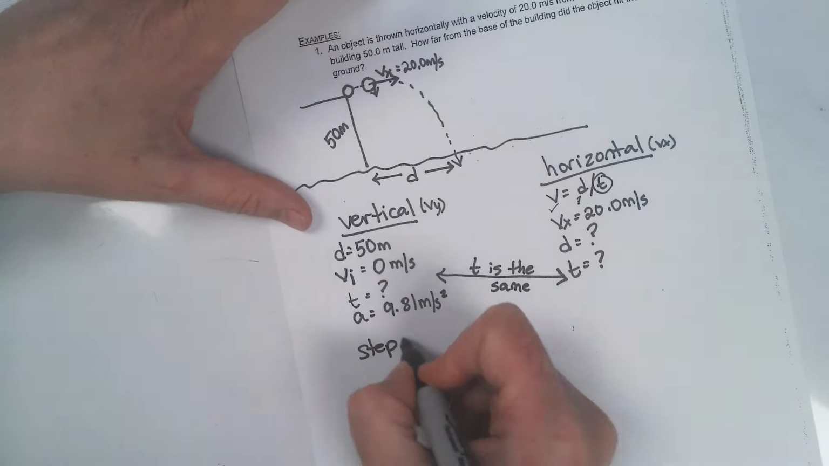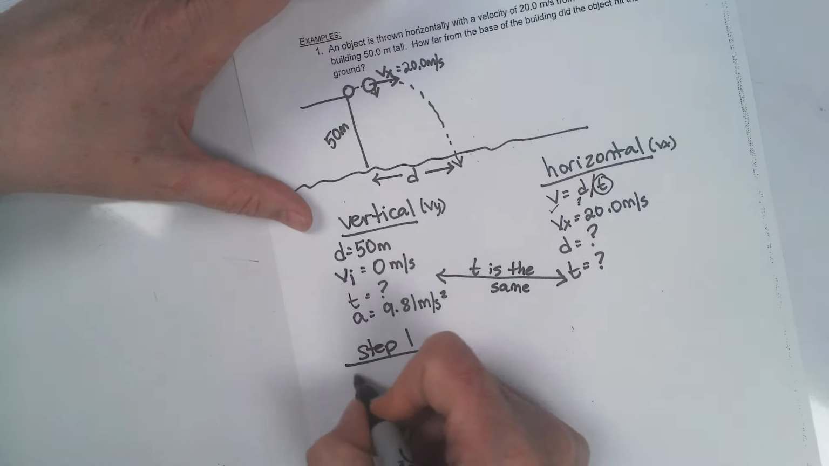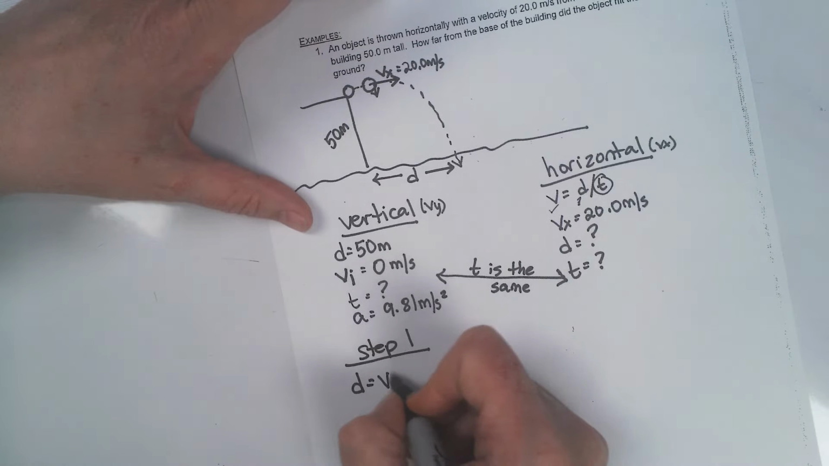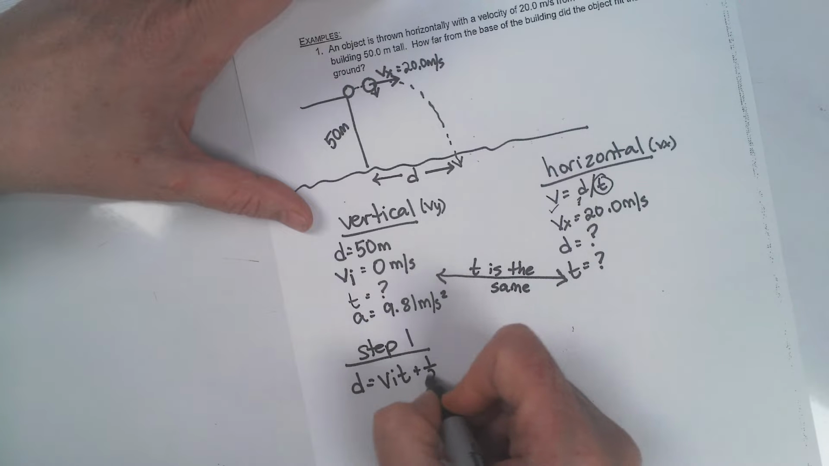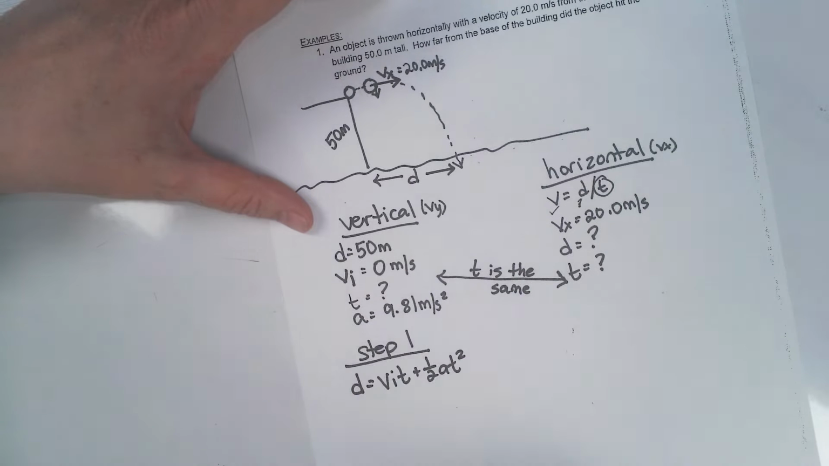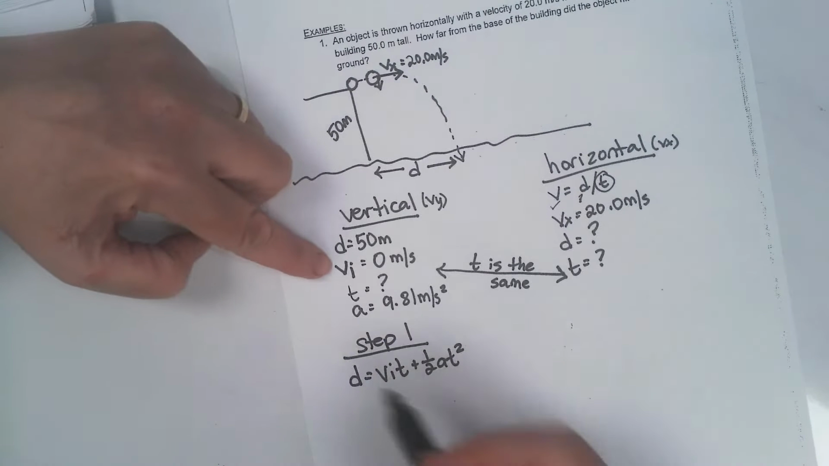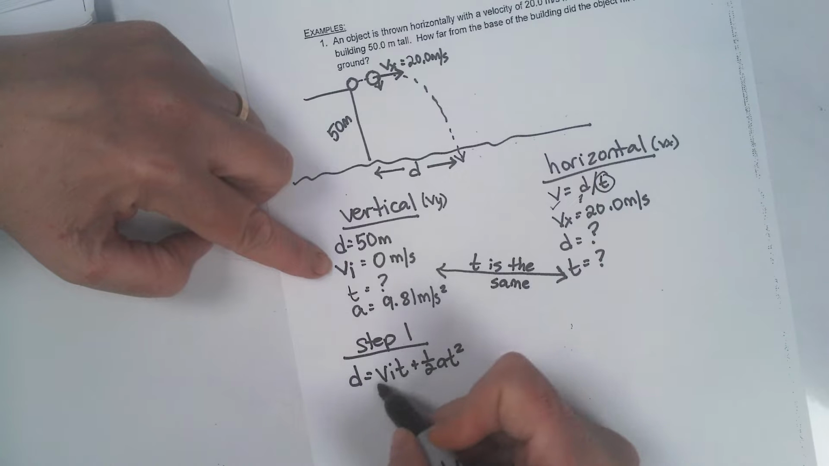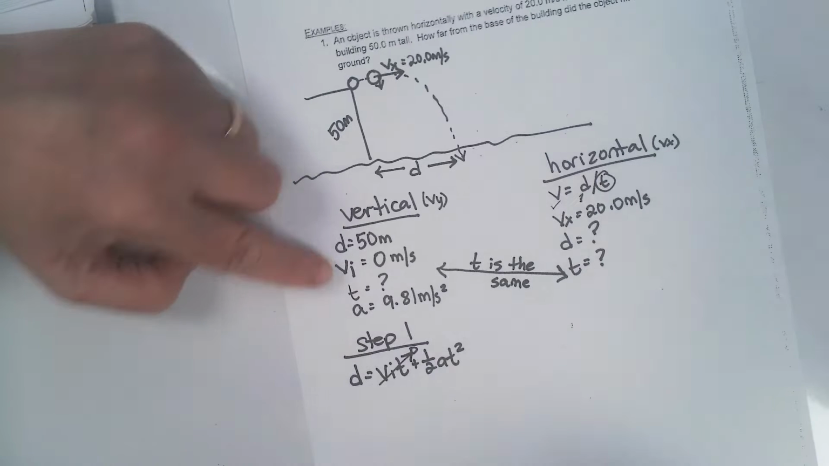So step 1, we need to solve for time. Distance is equal to VIT plus 1/2 AT squared. That's the one I would use. We have D, we have VI, we have A. We're looking for T. Now VI is 0. 0 times anything is going to be 0. So I'm not going to worry about that initial piece.